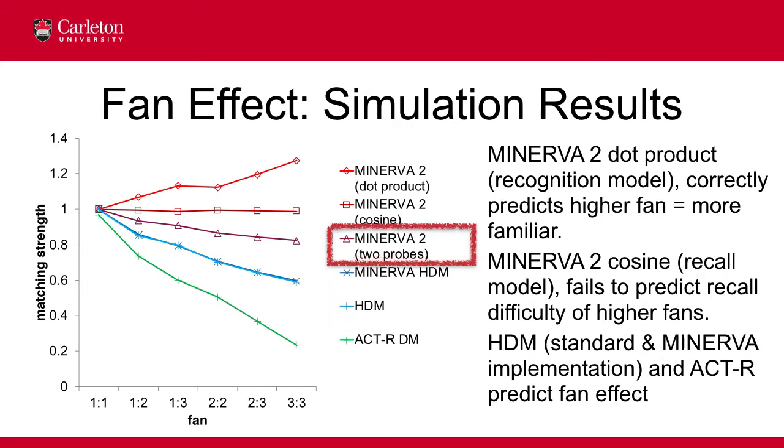We note that the ACT-R and HDM models use two memory recalls, a separate retrieval for each item in the pair, and adopt the same strategy with Minerva. When we do so, Minerva is able to correctly predict decreasing matching strengths with larger fans.